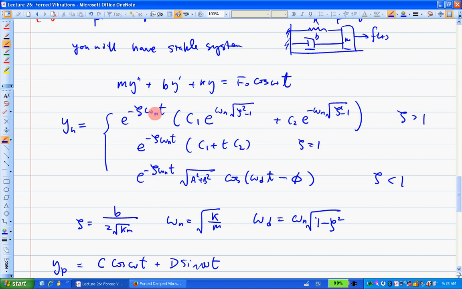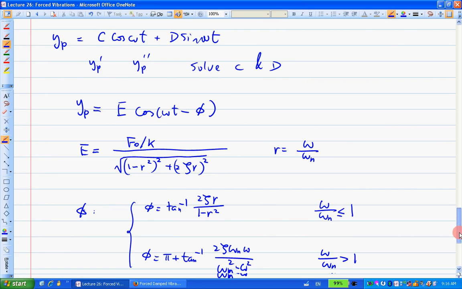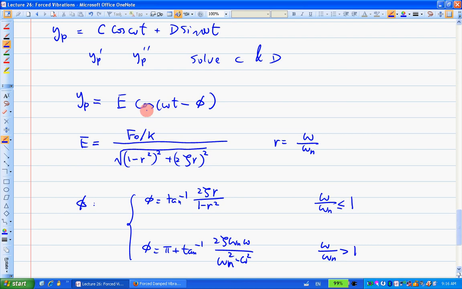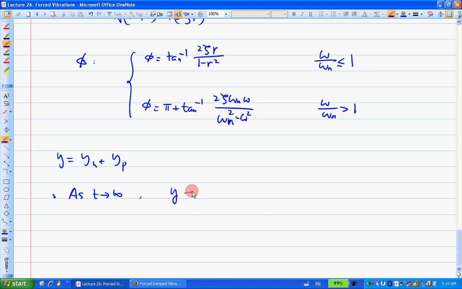Zeta omega n is a physical system, so they must be greater than 0. So this term here is an exponential decay function, right? As t goes to infinity, this term is gone. And then all we're left with is this yp here, right? So this y will basically become yp.